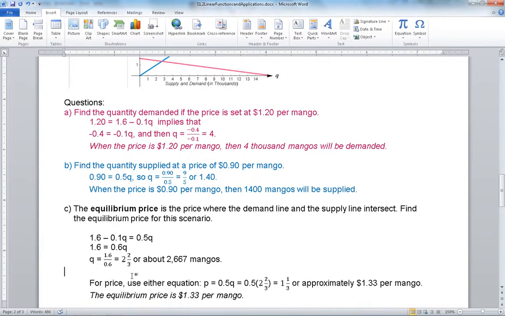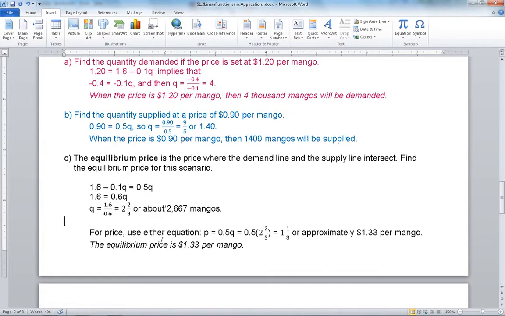Now to find the actual price instead of the quantity, we could use either equation. We could plug the 2,667 mangoes into the equation, but keep in mind Q is in thousands, so we really need to plug in the 2 2/3 value. I'm going to use the 1/2 Q equation because it's less arithmetic. So basically 1/2 of 2 2/3 is 1 1/3. Or if we were, again, rounding this off, we could say that is about $1.33 per mango. So the equilibrium price is $1.33 per mango.